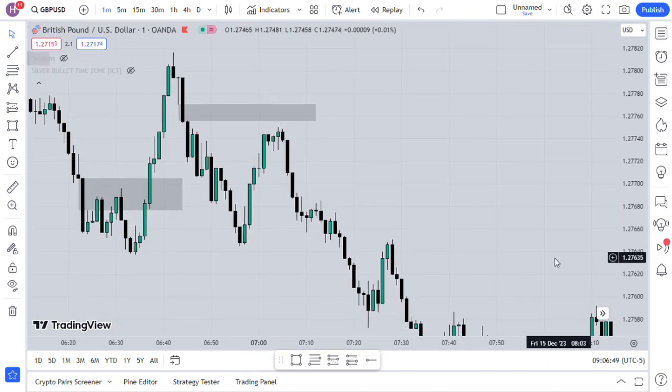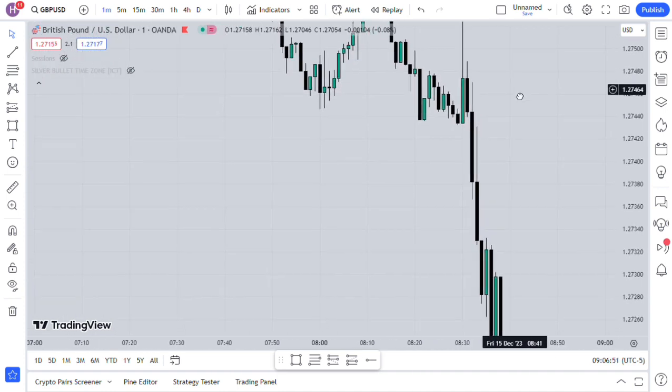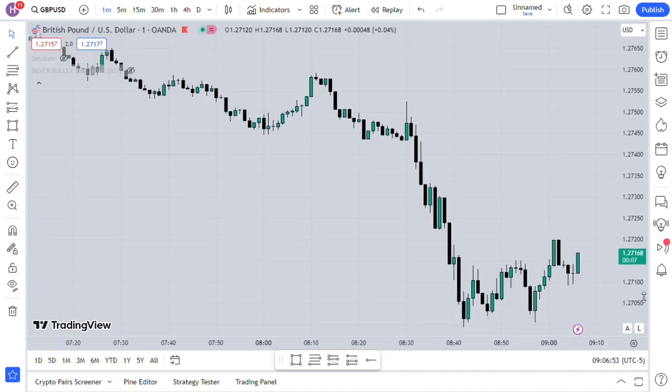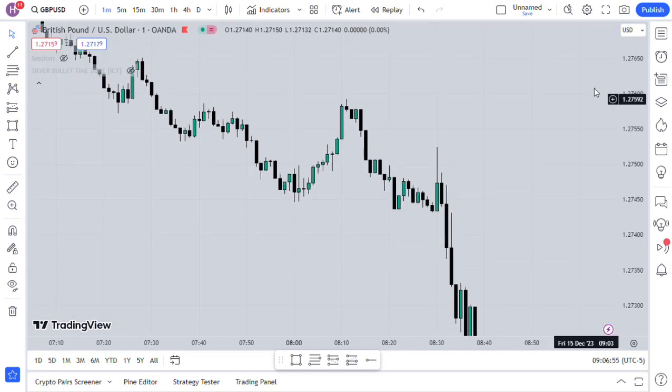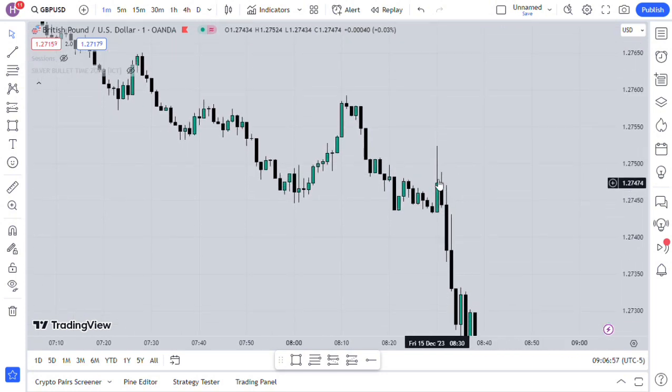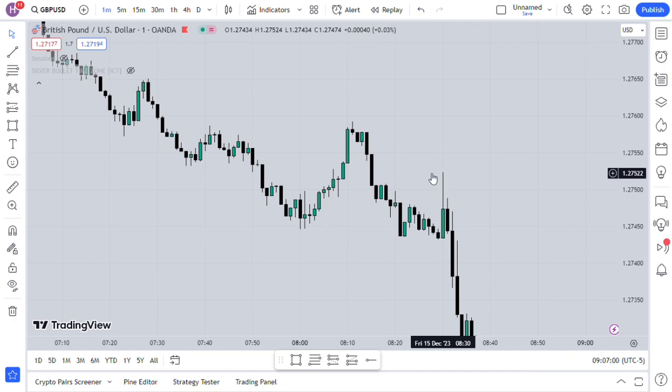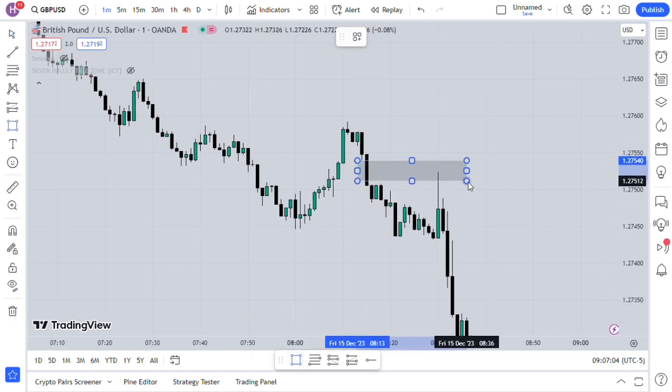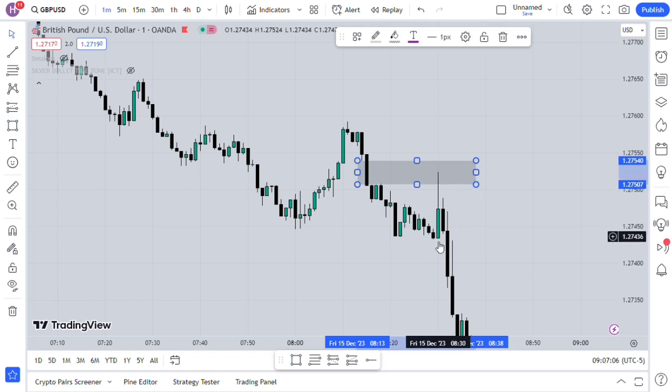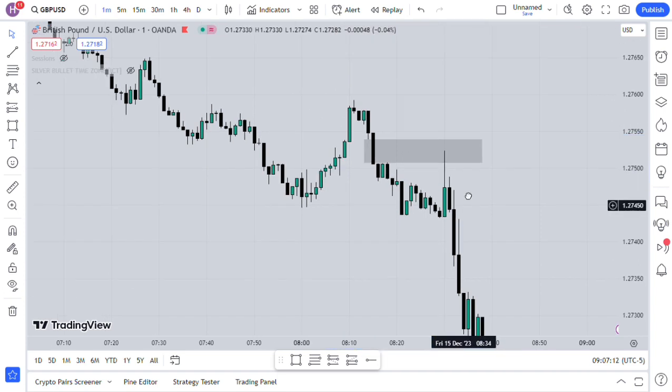We can see another example which has just happened recently here. This is a 9:30 candle which retraced to this fair value gap here. This is a very nice fair value gap formed. It was a very nice sell move, and the market retraced to this fair value gap, then continued downwards.